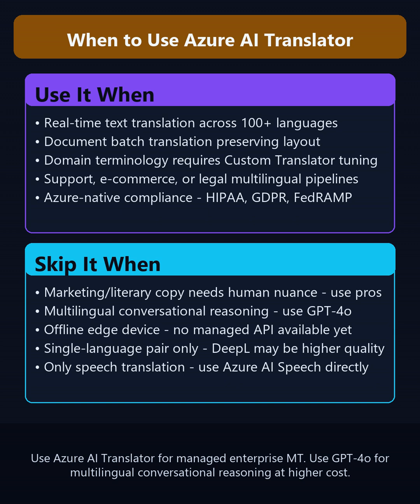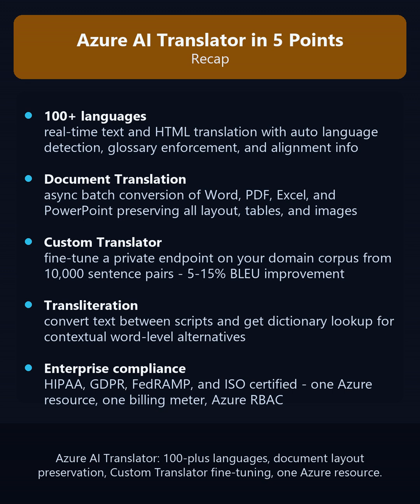Azure AI Translator in 5 points. 1. Real-time text translation across 100+ languages with auto-detection, HTML preservation, and glossary support in one REST call. 2. Document translation that converts Word, PDF, Excel, and PowerPoint files in batch while preserving all formatting and layout. 3. Custom translator that fine-tunes a private model endpoint on your domain corpus and improves BLEU by 5 to 15%. 4. Transliteration and dictionary lookup for script conversion and contextual word alternatives. 5. All 4 modes share one Azure resource, Azure RBAC and enterprise compliance including HIPAA and GDPR.